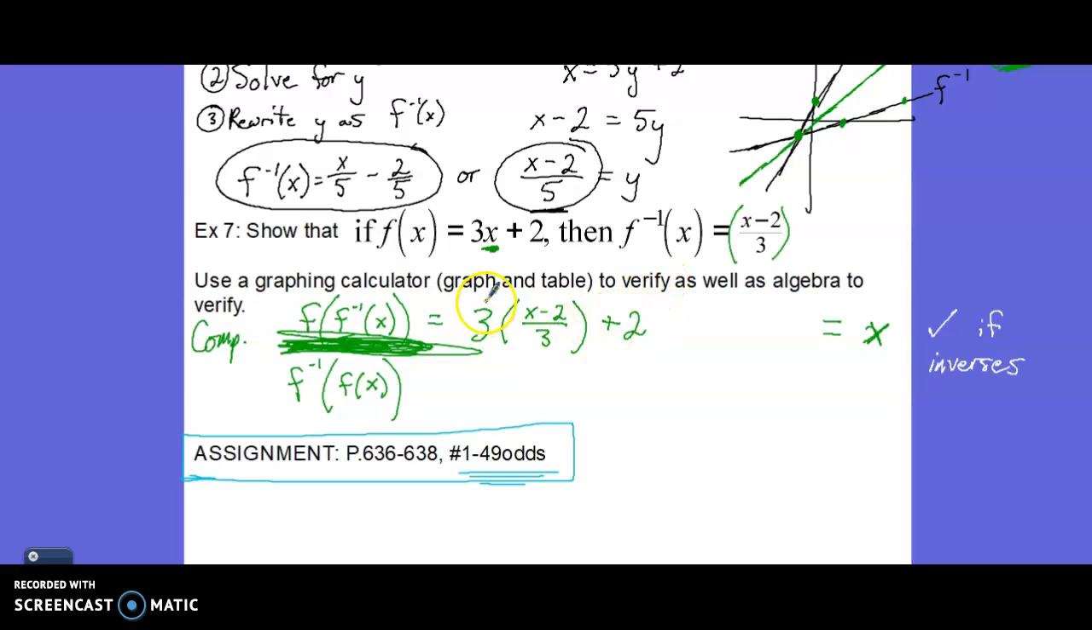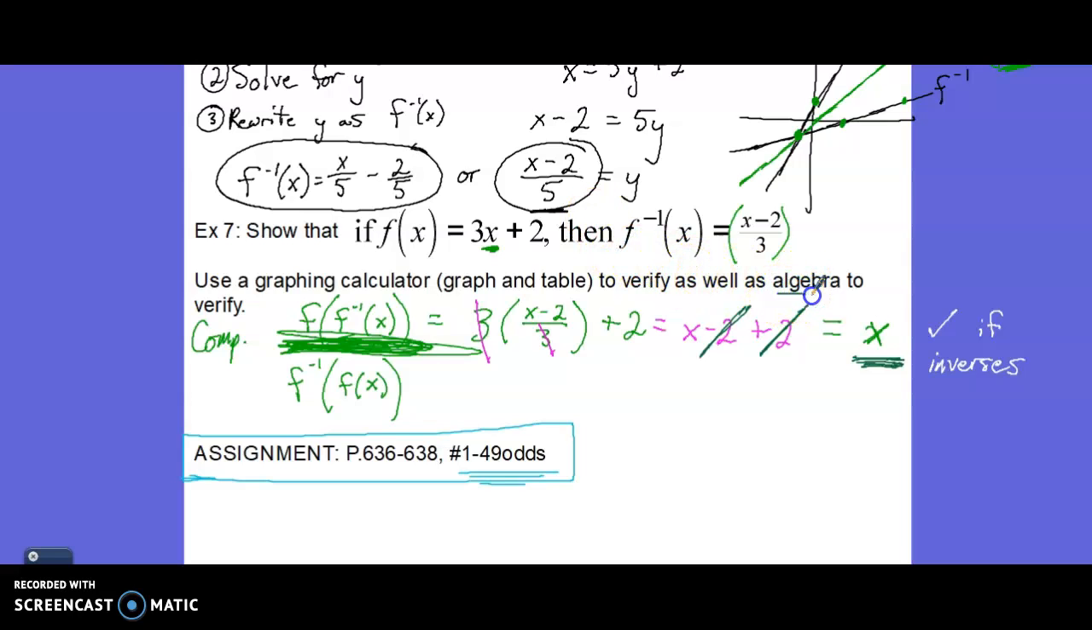As I work through this problem, maybe it makes sense, maybe you have a few questions. Instead of distributing this 3 in here, if I'm multiplying by 3 and then later dividing by 3, they're going to cancel each other out. So I'm left with x minus 2 plus 2. I hope when you look at that, you say, oh, negative 2 plus 2 will cancel each other out, and you're just left with x. And since we're just left with x, then yes, these are inverses.